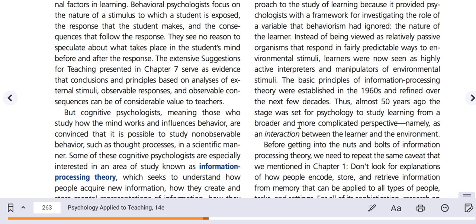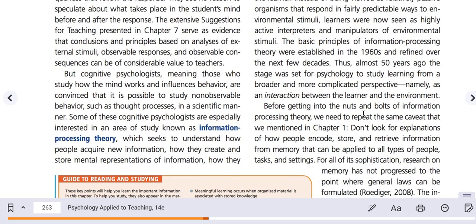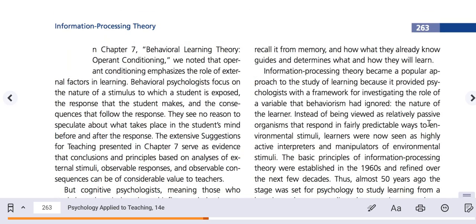Some of these cognitive psychologists are especially interested in an area of study known as information processing theory, which seeks to understand how people acquire new information, how they create and store mental representations of information, how they recall it from memory, and how what they already know guides and determines what and how they will learn.